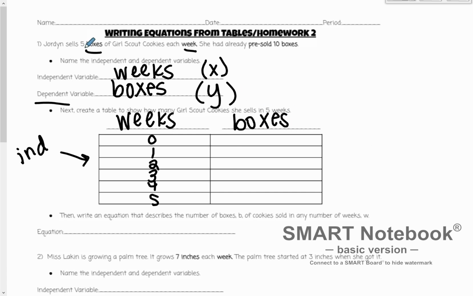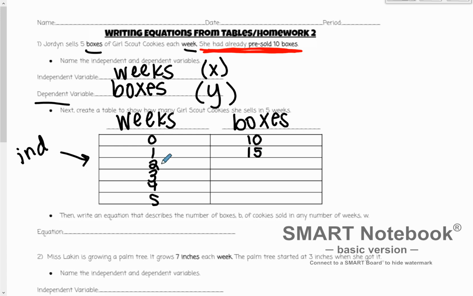Okay. Jordan sells 5 boxes of Girl Scout cookies each week. Here's where it gets different. She had already pre-sold 10 boxes. So what that means is that after 0 weeks, she had already sold 10 boxes. Since she's already sold those 10 boxes, after week 1, she will have sold those 10 boxes, but then she also sold another 5 during that week. So that will be 15.